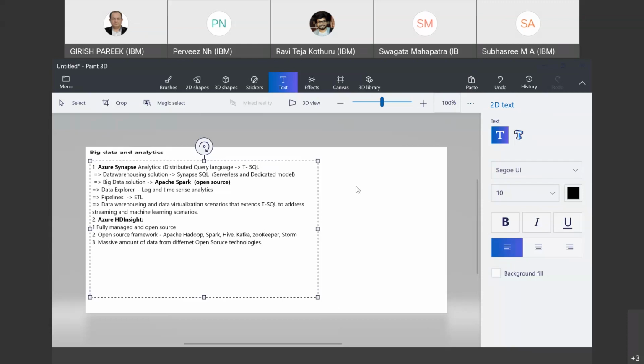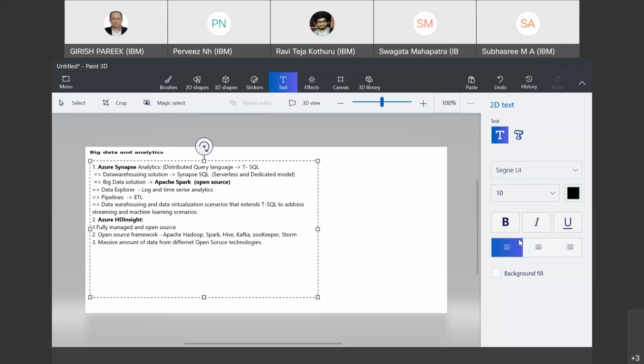Okay. So by now we understood a kind of introduction to Azure HDInsight, and we understand how Azure HDInsight is helping us. Now we also understand how Azure Synapse Analytics helps us. Azure Synapse Analytics was previously termed Azure SQL Data Warehouse, but now they have changed it to Azure Synapse Analytics.